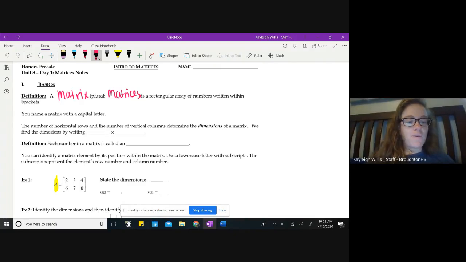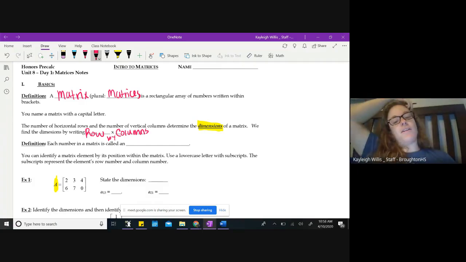The number of horizontal rows and the number of vertical columns determine the dimensions. Dimensions of a matrix are super important, and if you get it backwards, it's wrong. So we find the dimensions by writing it rows by columns, and that's not a multiplication sign right there. It's rows by columns.